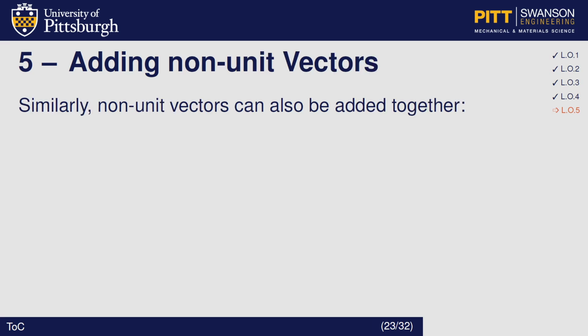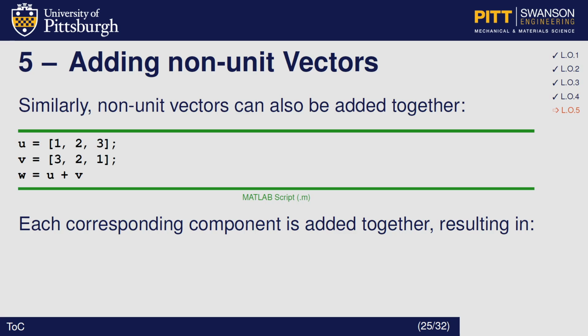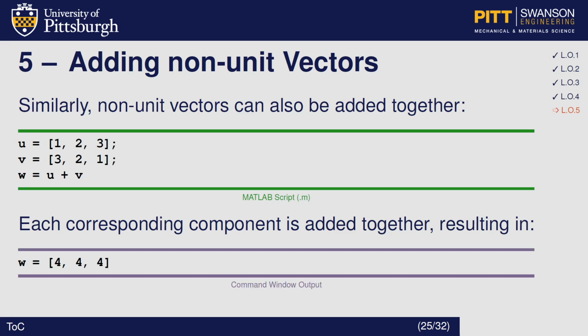And in the same way, non-unit vectors can be added together as well. We define the vector u as [1, 2, 3], and vector v as [3, 2, 1]. If we set the vector w equal to their sum, each corresponding component of both vectors is added together, which results in w equals [4, 4, 4].